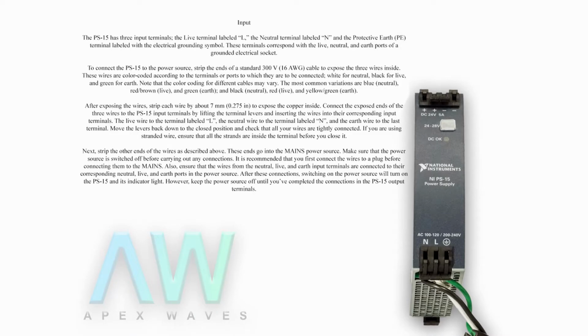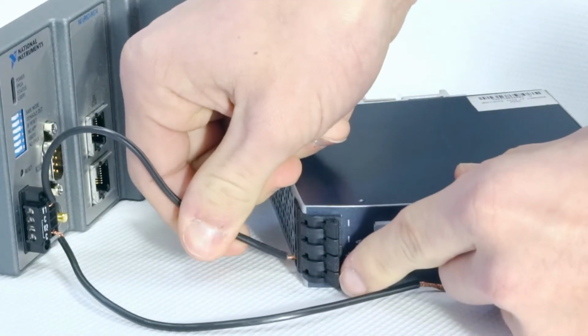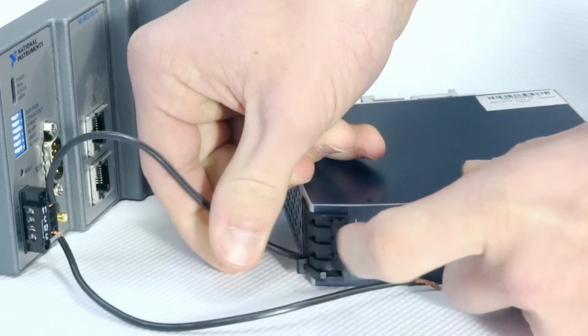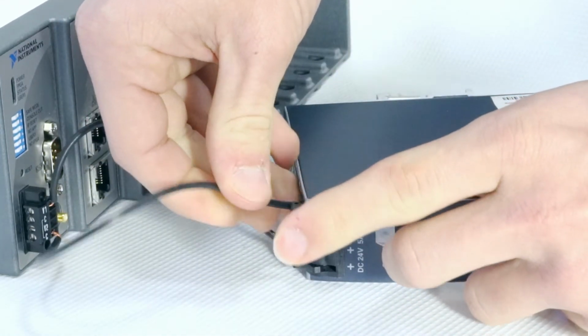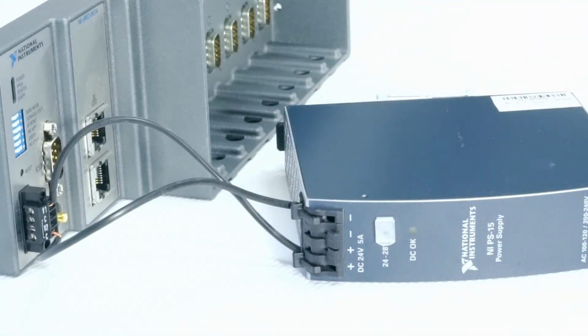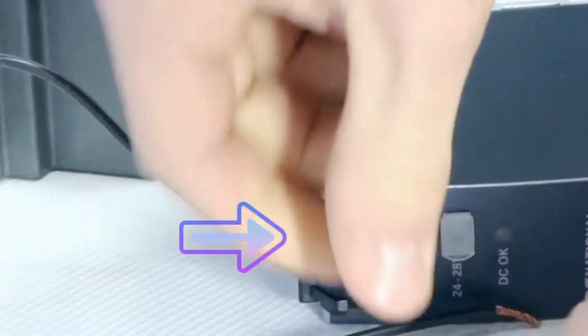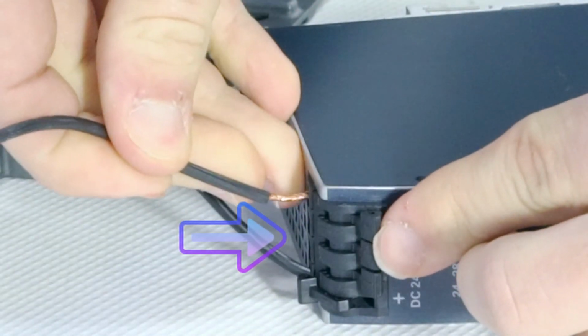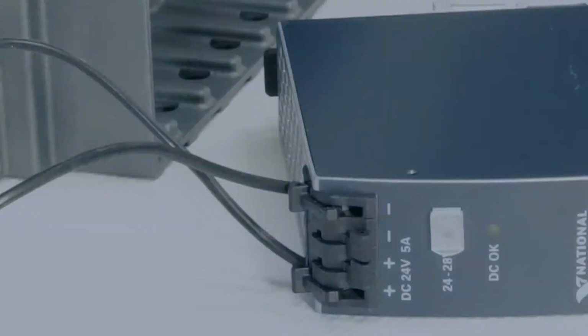The first step in setting up the CRIO-9074 is connecting the PS-15 to an AC power source. Input: the PS-15 has three input terminals, the live terminal labeled L, the neutral terminal labeled N, and the protective earth, P, terminal, labeled with the electrical grounding symbol. These terminals correspond with the live, neutral, and earth ports of a grounded electrical socket. To connect the PS-15 to the power source, strip the ends of a standard 300 volts, 16 AWG cable to expose the three wires inside.